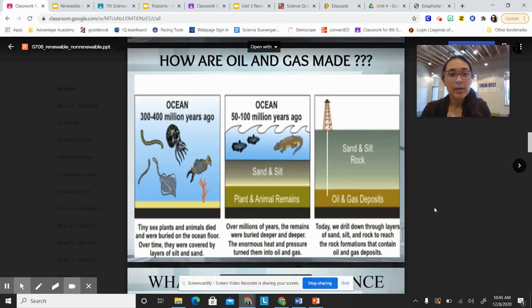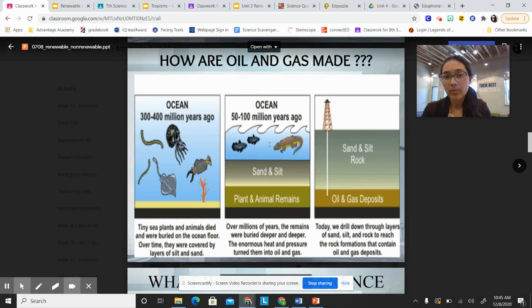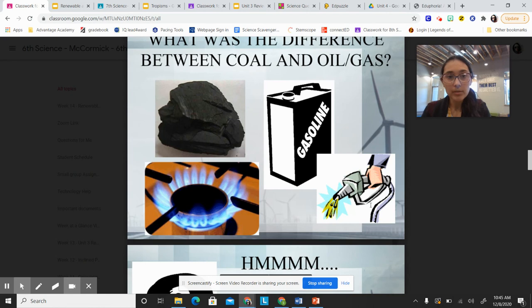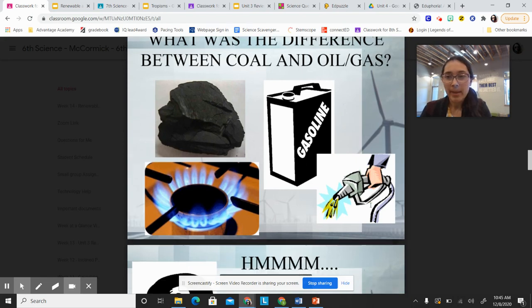How are oil and gas made? Those are from tiny sea plants and animals that died and were buried in the ocean floor. Over time, they were covered by salt and silt. So again, there are plant and animal remains down here underneath the water. And then now we drill down through the layers of salt and silt and rock to reach the gas and oil deposits. Those plants and animals died millions and millions of years ago to create that oil. Once we use it, it's gone. That's millions and millions of years of work that we're using. So we're not going to be able to reuse those. So the difference between coal and oil and gas is that they're both non-renewable, but they're made in different ways.